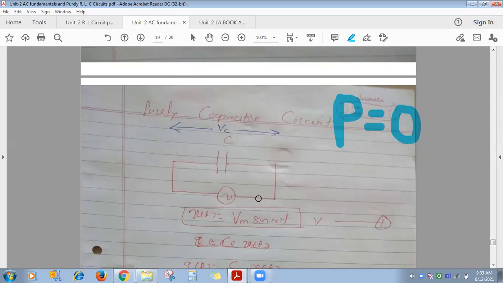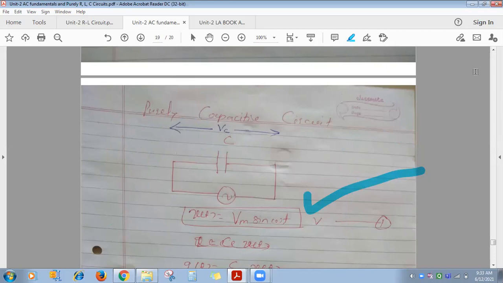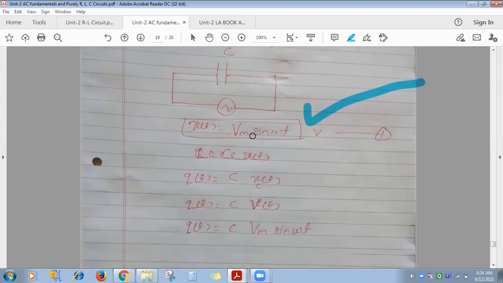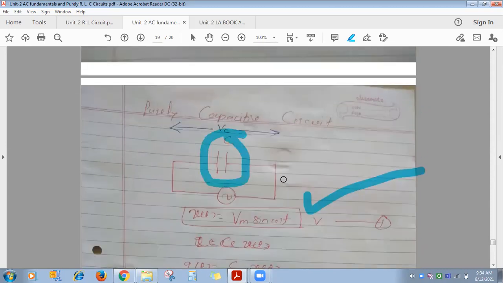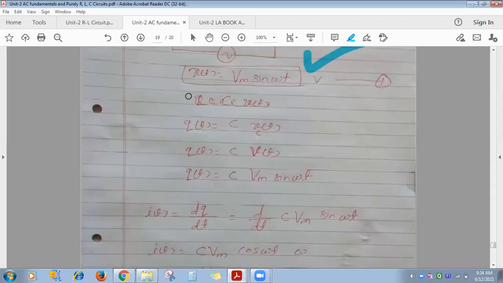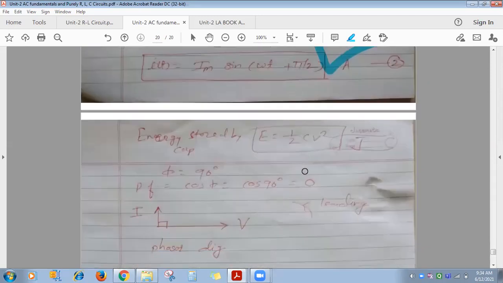Okay, so what is the conclusion? Suppose in the numerical it is given to you, v of t is Vm sin of omega t and i of t is Im sin of omega t plus pi by 2. It means it's a case of a purely capacitive circuit. Why? Because plus pi by 2 is there, plus means current leading, and by an angle pi by 2 means it's purely capacitive. So this is the instantaneous voltage equation and instantaneous current equation.